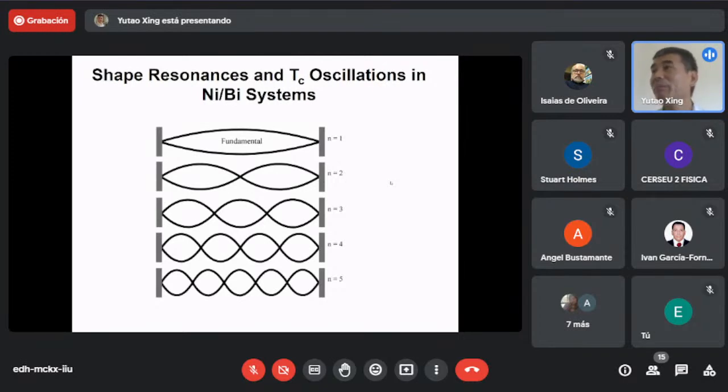And the second one, the mean free path should be higher than the thickness, because the Cooper pairs shouldn't have scattering just between the two layers, between the two boundaries. This one is very, very difficult. Usually for superconductors, the mean free path is quite short compared with the thickness of the samples. For this reason, it's really difficult to observe the TC oscillations in superconductors.